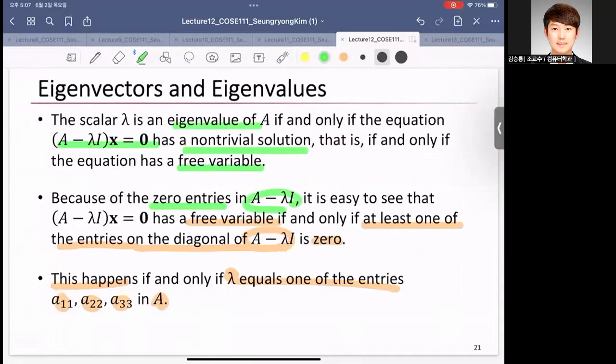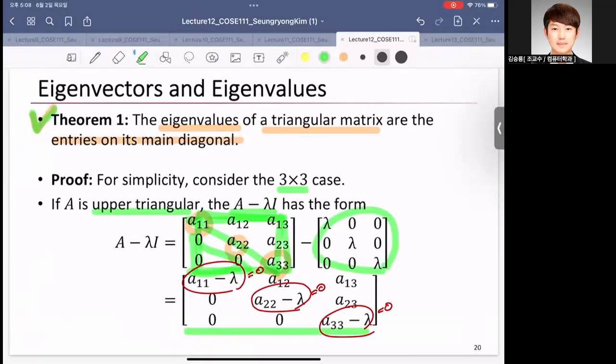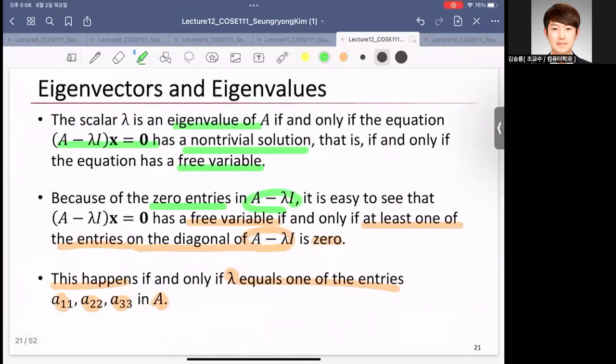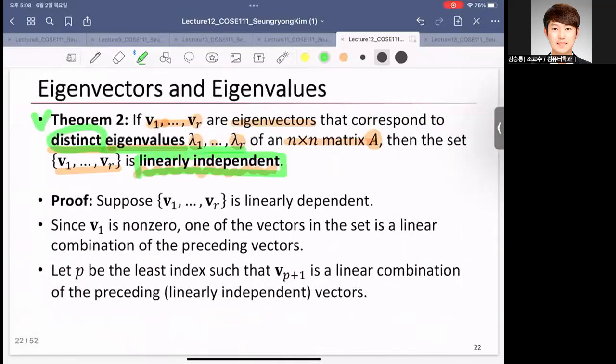By the way, today and next week we will see many kinds of proofs. They are pretty difficult, but please do not focus on the difficult part. Please focus on the theorem itself and try to understand its high-level meaning. Please do not try to memorize all the proofs. Okay, so this is Theorem 2. First of all, let's prove it.